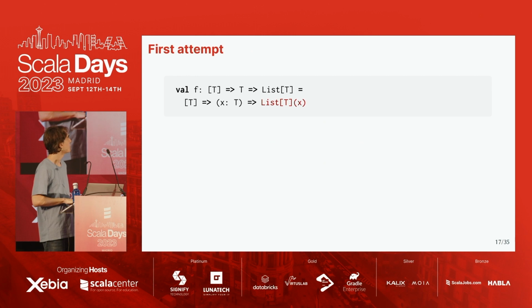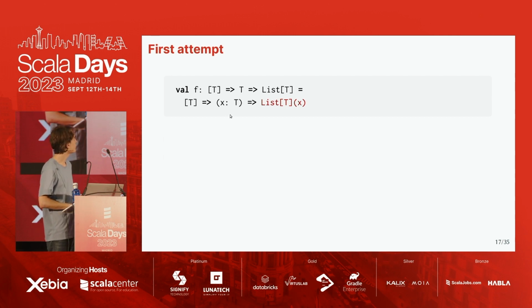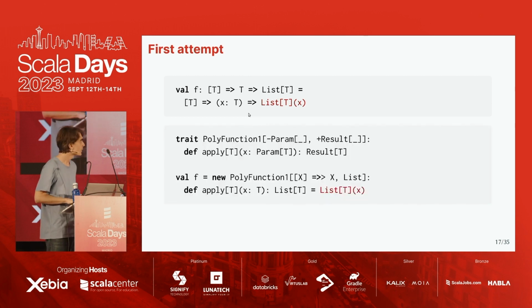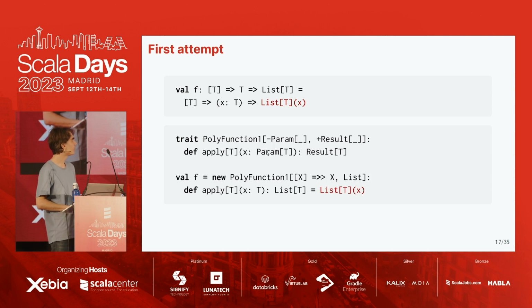So here's the first attempt. Here's my simple example I've been using so far of a function that takes a t and returns a list of t. And because this function has one term parameter and one type parameter, I'd like to do something equivalent to function1. So let's define a trait polyfunction1. Right off the bat, this is already more complicated than the regular function1 because the parameter and results can depend on t.